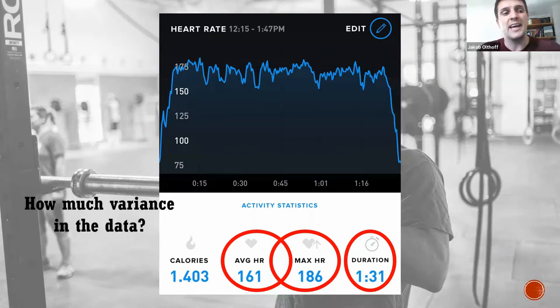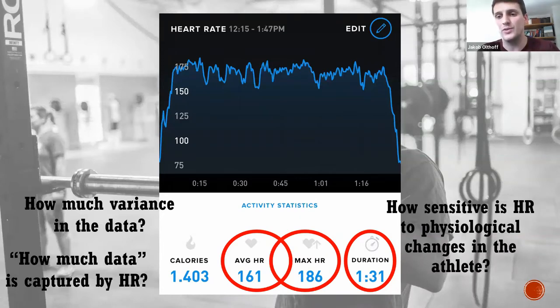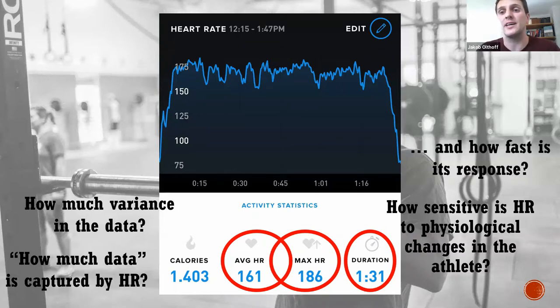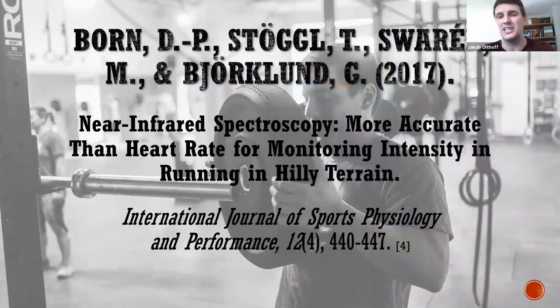So looking at HR, how much variance is captured in the data? How much data is captured by heart rate if all this data is so close to the average? The question is, how sensitive is heart rate to physiological changes in the athlete under physical effort, under physical strain? And how fast is heart rate's response? So looking at the graph again, heart rate basically increased at the onset of the race, stayed high, and decreased at offset.